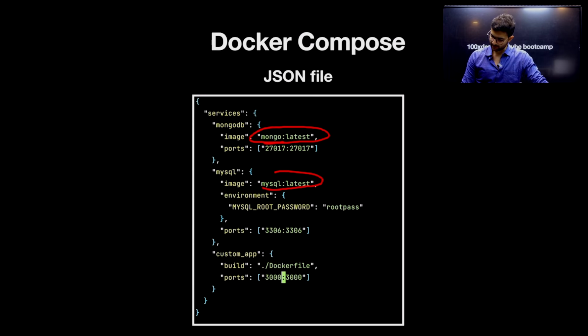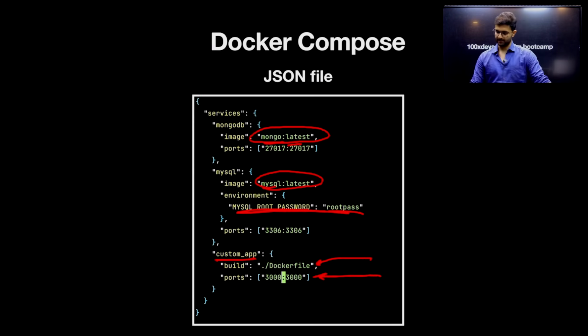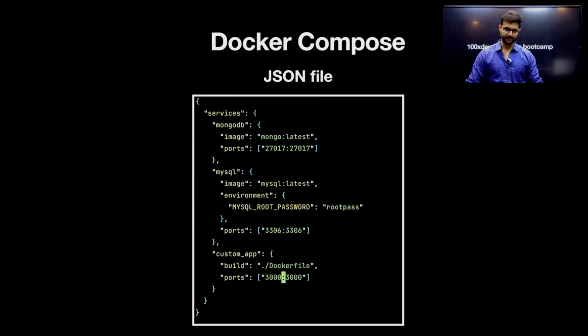Similarly, MySQL, get it from Docker Hub. Feel free to ignore this. This is an environment variable which sets the root password for SQL. You can also do the same for MongoDB if you want. Lastly, we say custom app, which means my own app. You can name it anything you want. For that, pick the code from the Dockerfile in this folder and have this port mapping in there. This looks like all of our Docker commands composed into a single file. Again, this is not the final file. The final file won't be a JSON file. The final file will be a YAML file.